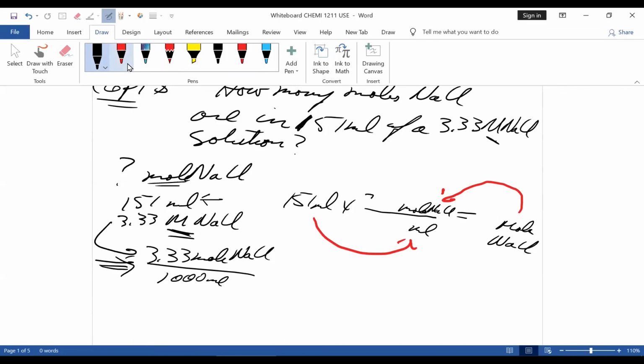In this case, 3.33 per 1,000 milliliters. This is an exact number. This is 3 significant figures. This is 3 significant figures. So our answer should be 3 significant figures. Notice anything divided by itself equals the number 1. Milliliters divided by milliliters cancel out. I'm left with the units I want.